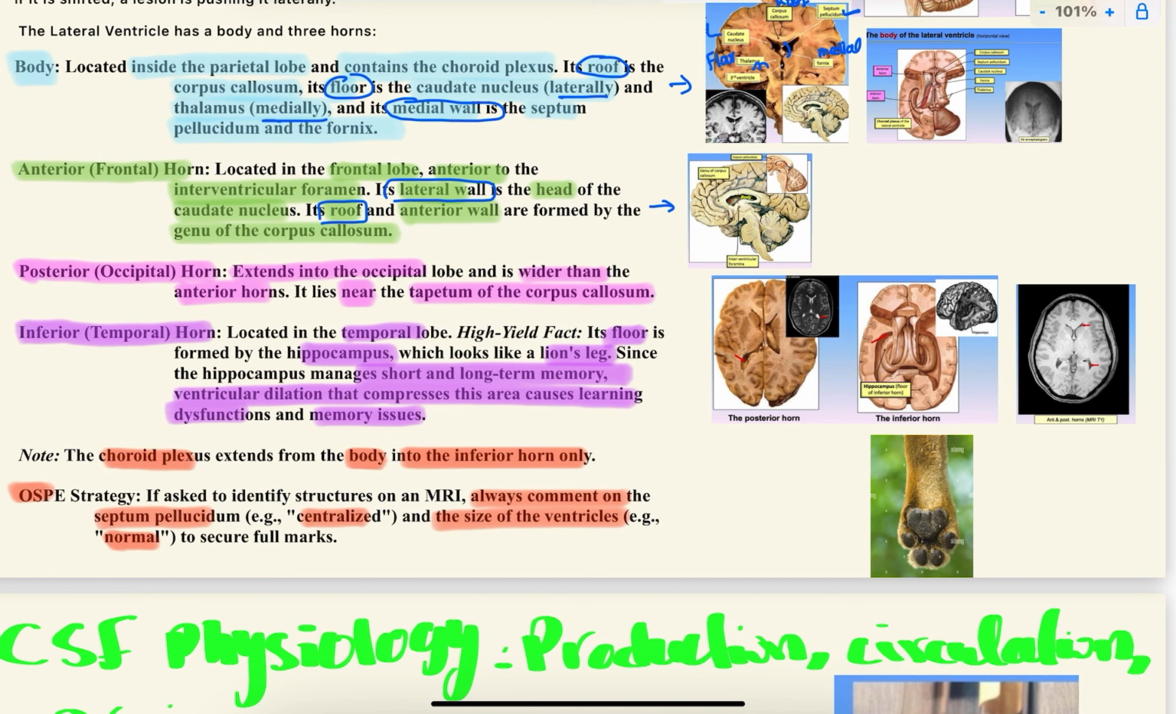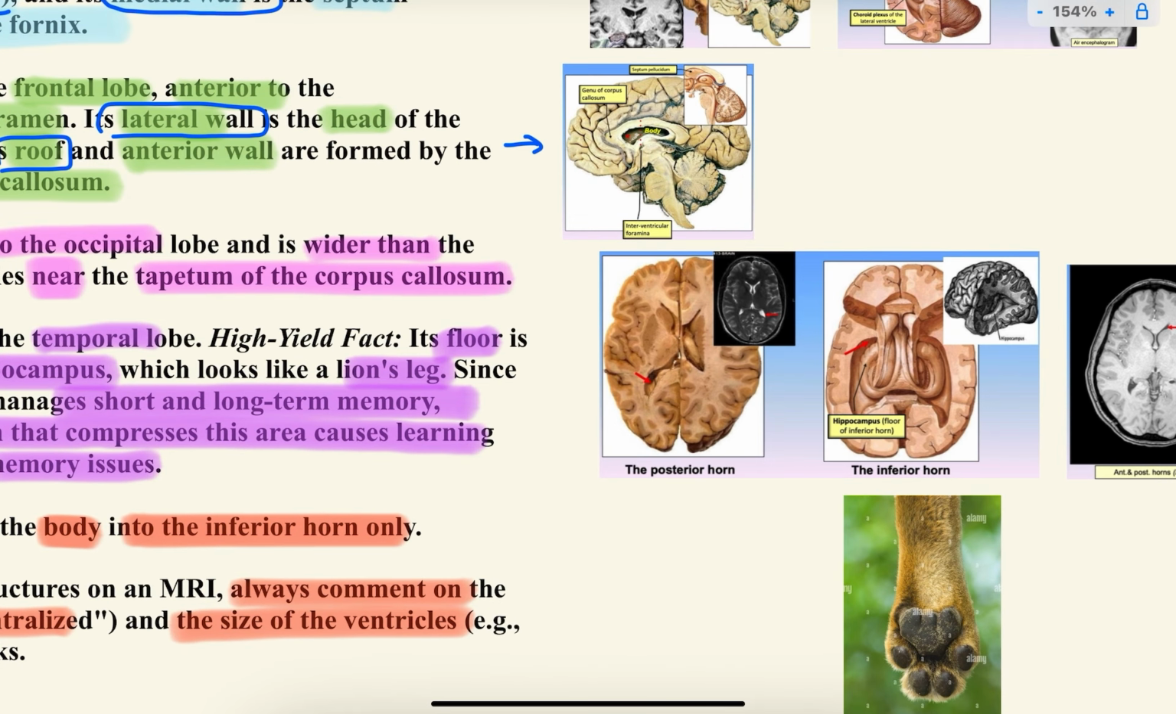And it is near what other part of the corpus callosum called the tapetum. So it's near the tapetum of the corpus callosum. So this is the posterior horn. The inferior horn, on the other hand, which we said the body and the inferior only has the choroid plexus, the inferior one is found in the temporal lobe. And very important that on the floor of it, we are going to see the hippocampus.